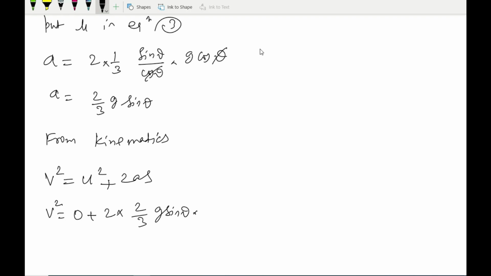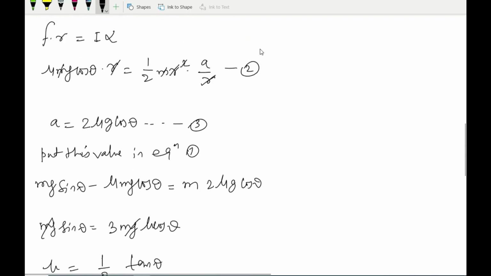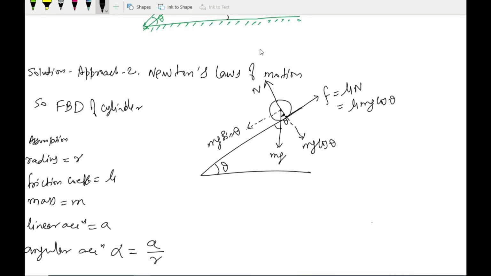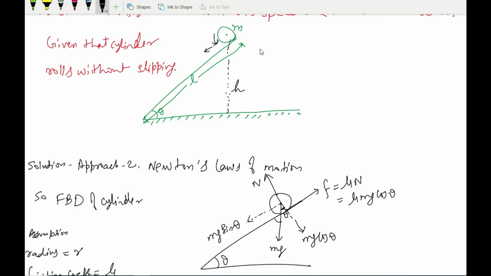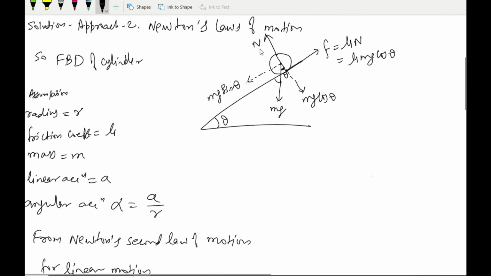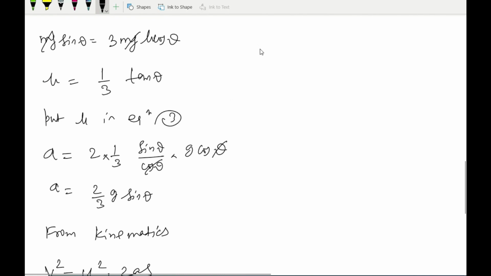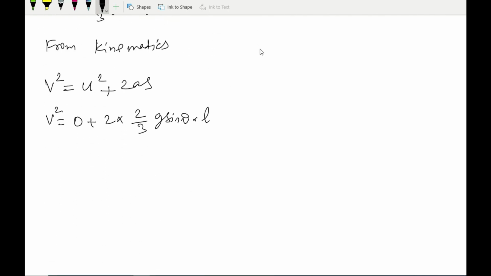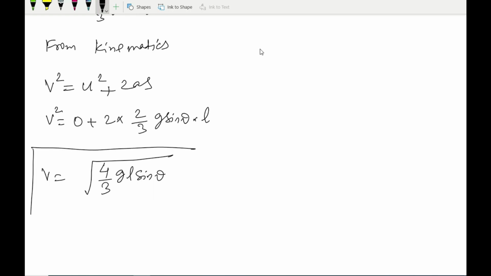And what is s? s is the distance traveled. How much distance is it traveling? It is coming from here to here. It means its total distance traveled is L. So s is nothing but L. So what is the value of v then? This will become 4 by 3 gL sin theta. And this is the value of the final velocity.